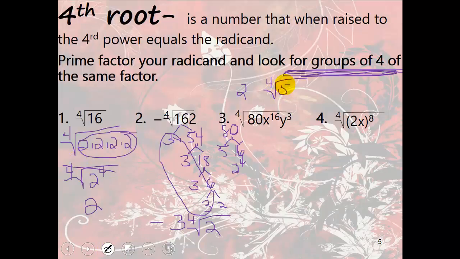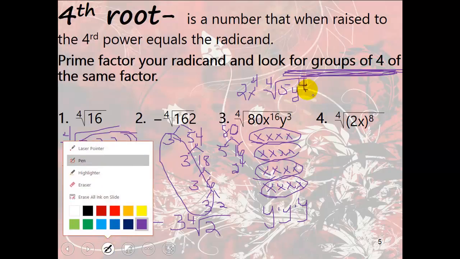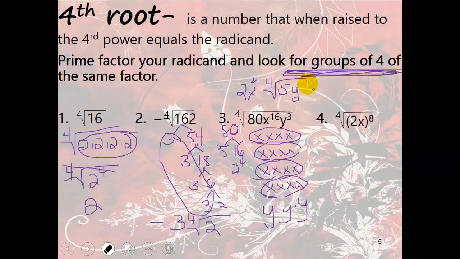Now I'm going to work on my x's. So I'm going to group them in 4's. That's 1. That's 2. That's 3. That's 4. That's a total of 16. So I know that I'm going to have x to the 4th out here. And now I'm going to look and group my y's in groups of 4. Oh, look, I don't have it. So that means all 3 of those y's have to stay under. Whoops, that should be a cube, sorry.